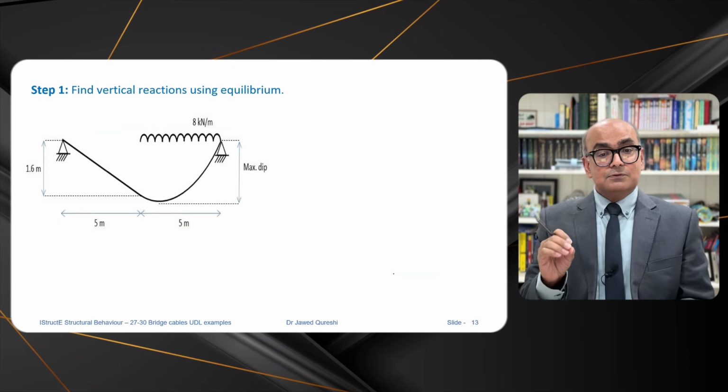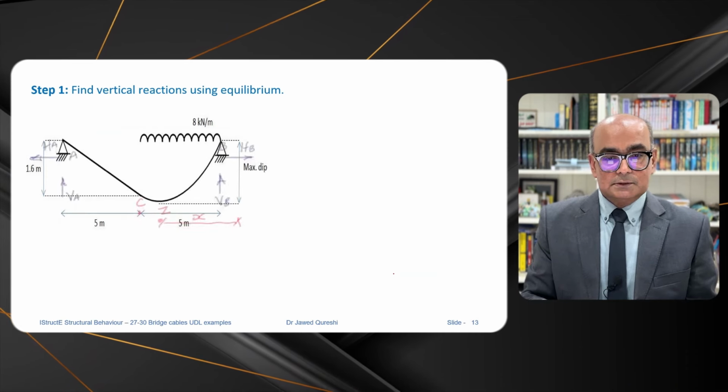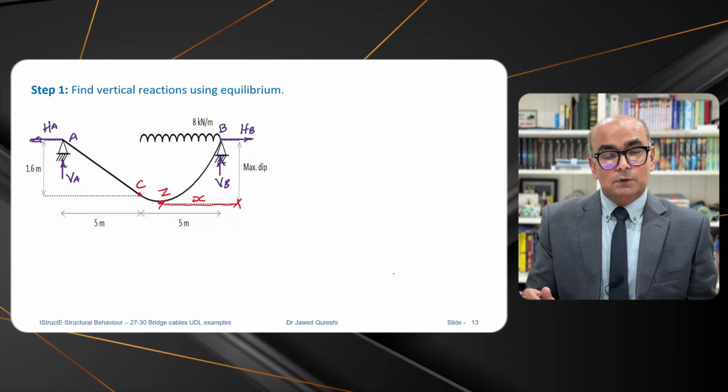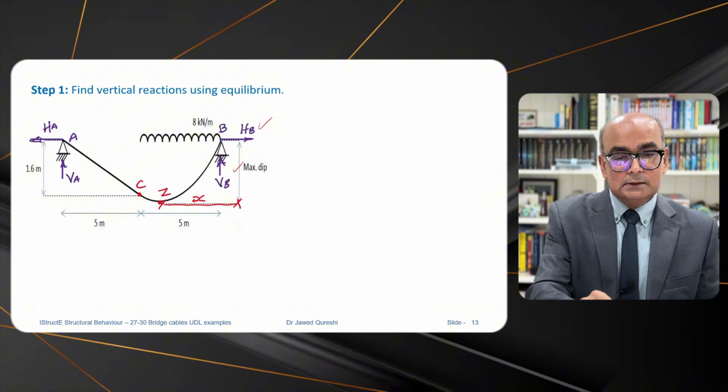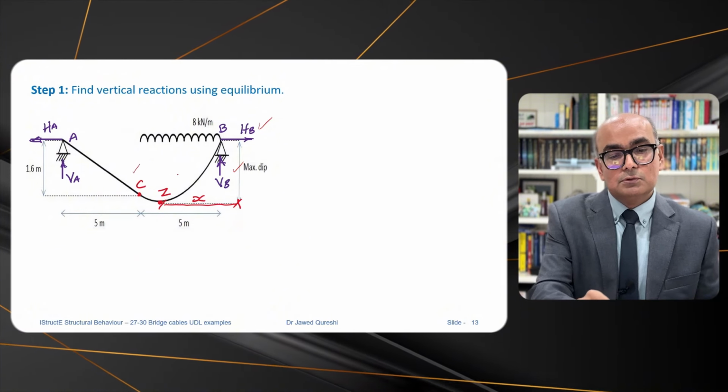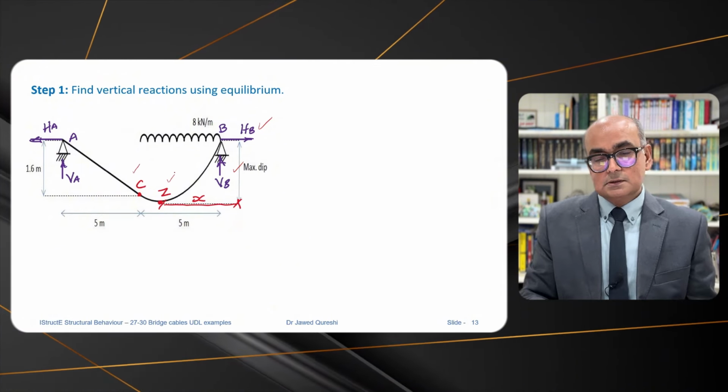So the first step is to find the vertical reactions. These are the notations: horizontal reactions, vertical reactions. These are the horizontal ones, the vertical ones, and the distance x. The central point is denoted by C, and this is Z.